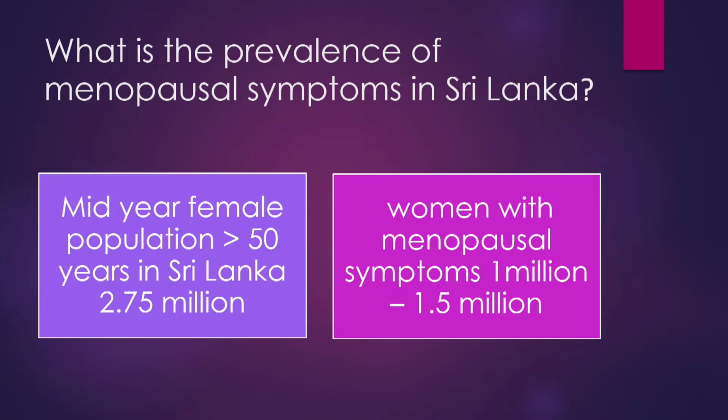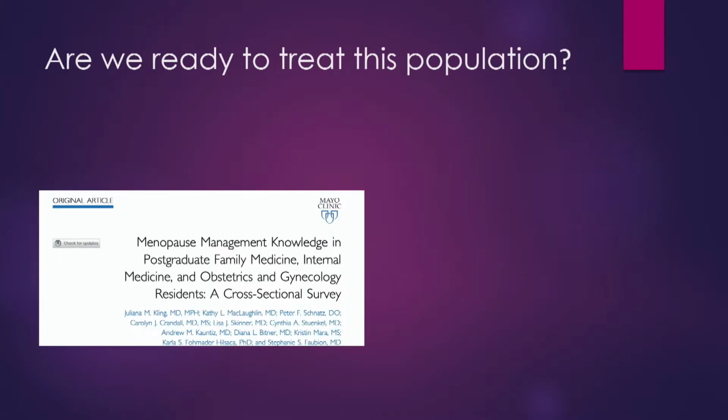The mid-year female population of more than 50 years was estimated to be 2.75 million as of 2020, and out of this population about 1 to 1.5 million is thought to have menopausal symptoms. Now if we compare this with a disease like diabetes, the population prevalence in Sri Lanka is thought to be about 2.5 million, but diabetes has such a big attention in our medical curriculum. If we take the undergraduate curriculum, postgraduate curriculum, our examinations, the bulk of this is diabetes, but this important disease is quite neglected. So are we ready to treat this population?